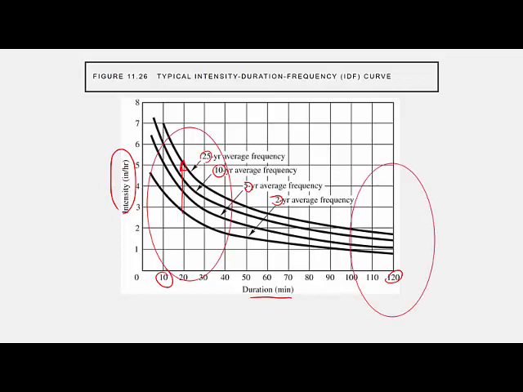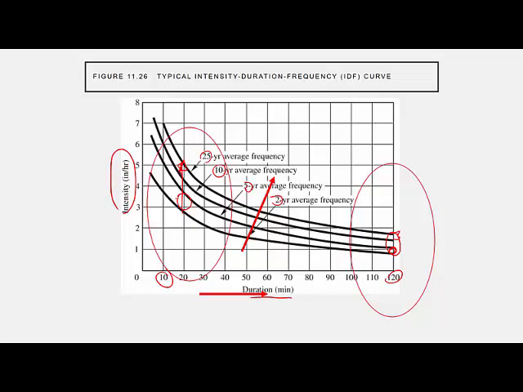The difference in intensity is less whenever you have storms of longer duration. So this difference here, for example, is larger, and maybe here it is more dramatic. This is the difference, and then here you see the difference. So as you increase duration, you decrease intensity. As you increase frequency, you also increase intensity.